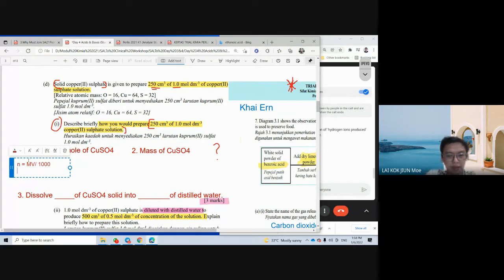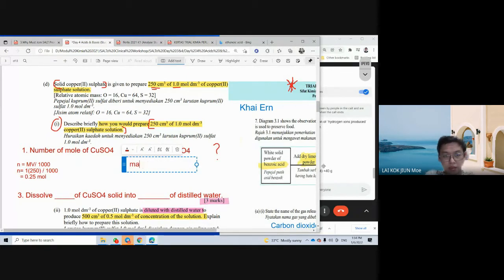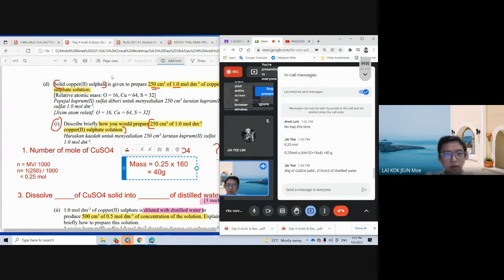So JE will get n equals 1 times 250 divided by 1000, equal to 0.25 mole. Like this. Very good, JE. And then second step, JE will find out the mass. The mass will be number of mole times molar mass. Molar mass is 160. JE gets 160, so total is 40 gram. And then JE knows 40 gram, we need to take from the solid copper sulfate powder. Okay, so we add in 40 gram. Well done, JE.